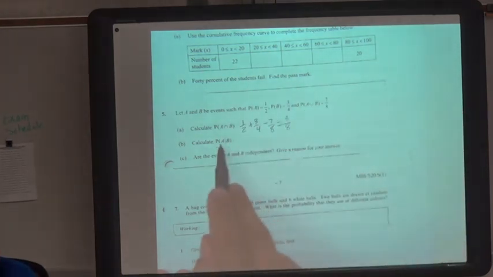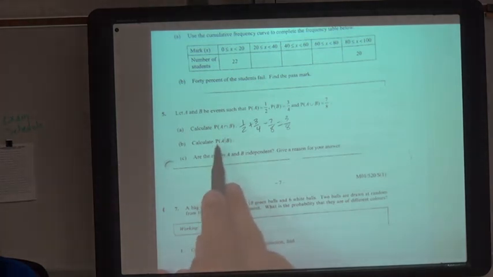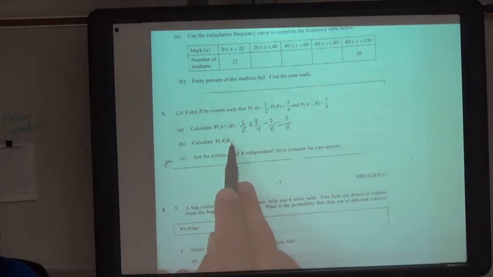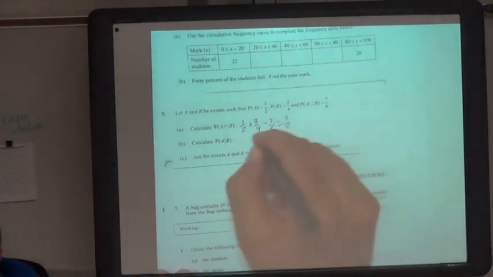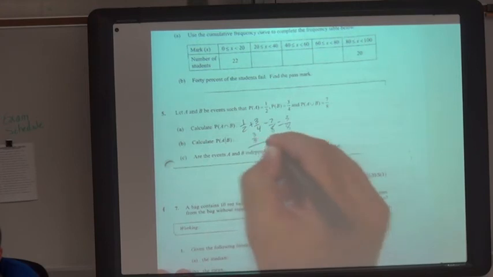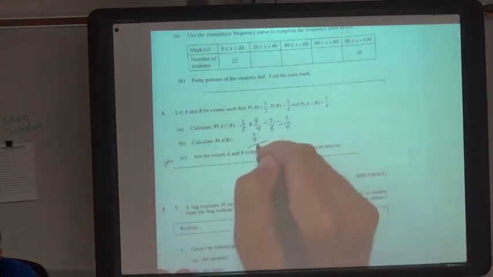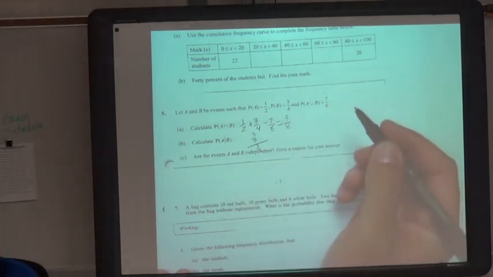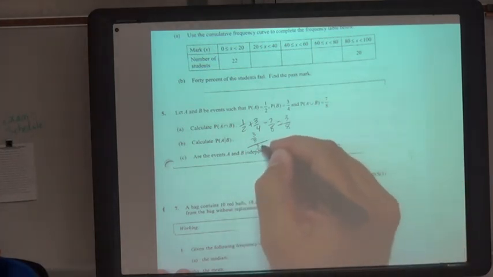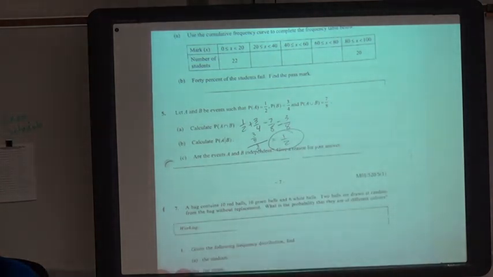Now part B is saying, what's the probability that A happens given that we know that B happens? Again, the formula says to take the intersection of the two, which is now 3/8, the answer we got here, and divide that by the probability of B, which is 3/4. So 3/8 divided by 3/4 means that the answer is 1/2.